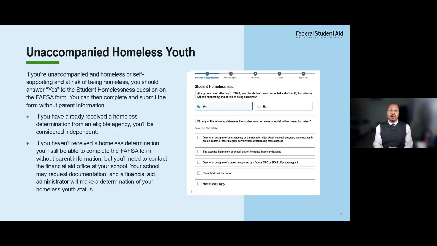Now, the students that are considered unaccompanied homeless youth may be deemed independent students. Again, this information has to be verified, but if you are experiencing homelessness and you are considered an unaccompanied homeless youth, you want to make sure you're either talking to the homeless liaison in your area, or that you're talking to the financial aid office at the college, university, and/or career school.